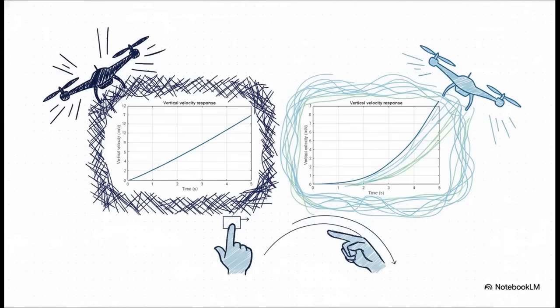And this right here shows the difference perfectly. On the left, that step input makes the drone's velocity just jump almost instantly. It's really fast, but also pretty aggressive. But on the right, the ramp input gives you that much smoother, more graceful increase in speed. So the big takeaway here is how you give a command can be just as important as the command itself.